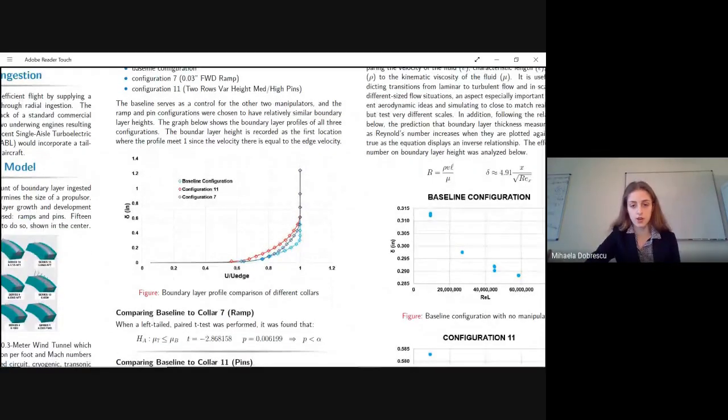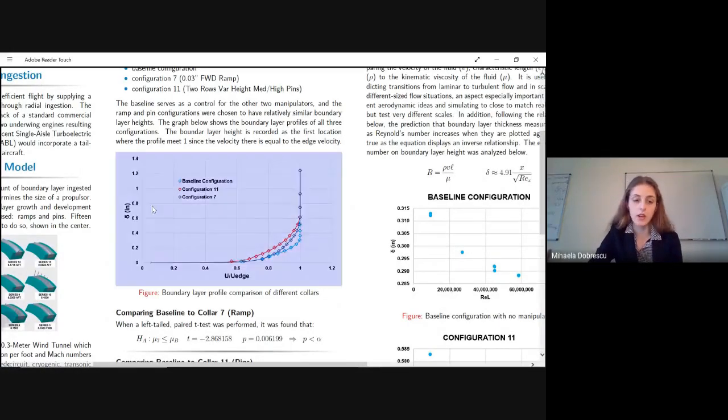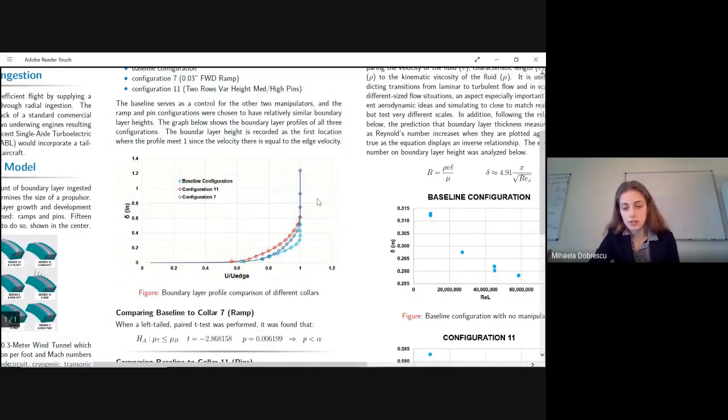As you can see from this graph here, I plotted the boundary layer profiles: the velocity over the free stream velocity on the bottom axis, and on the side, the boundary layer height in inches. Here is 1, which means that it's met the free stream velocity. Obviously the baseline configuration has the lowest boundary layer, and the ramps and the pins have higher ones, as would be expected.